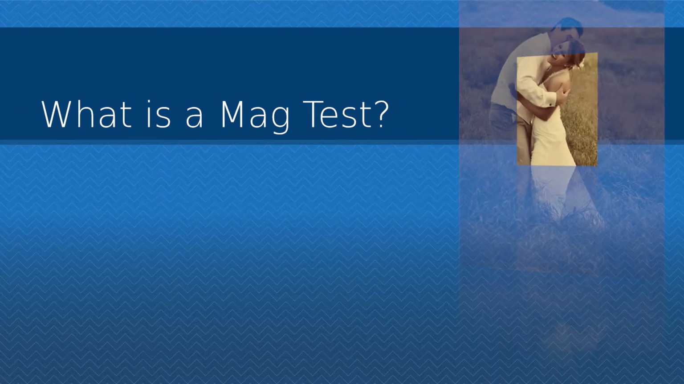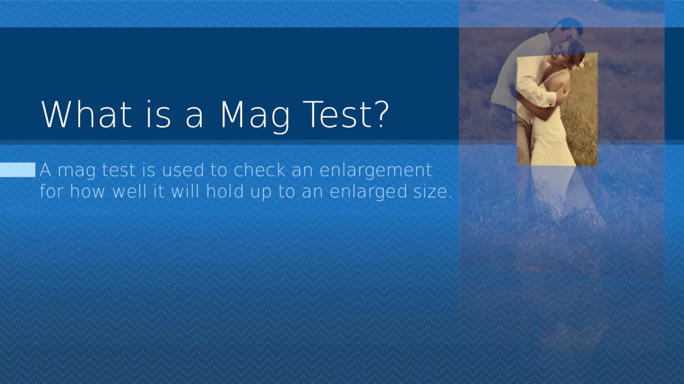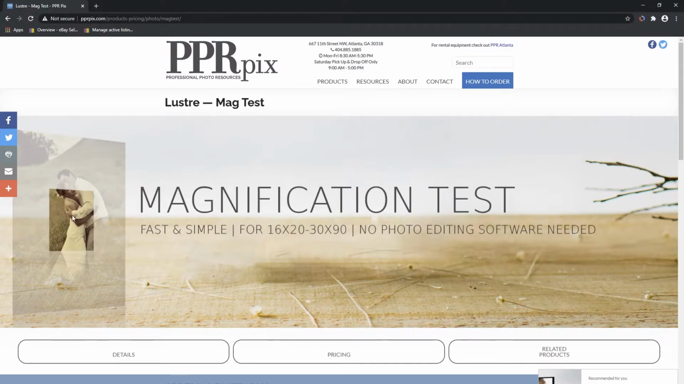So what is a mag test? Well, in short, it's a small magnification test print for a larger final print. So we have here this smaller image with a larger one kind of grayed out. That's kind of illustrating that. Think of it like a puzzle piece that's part of the whole puzzle.